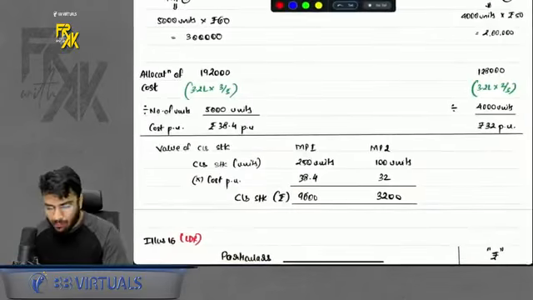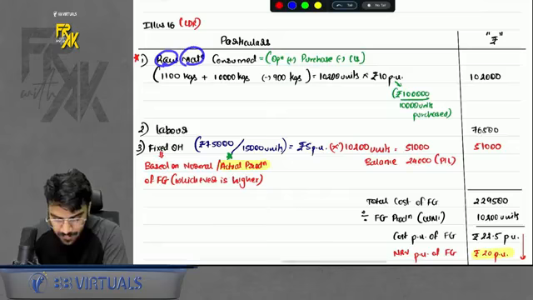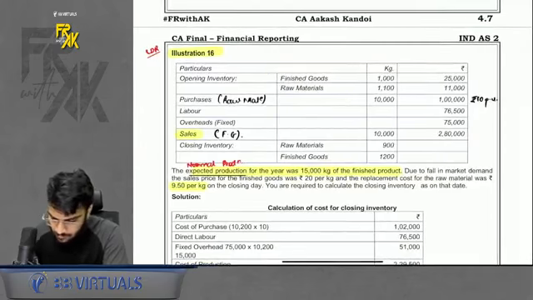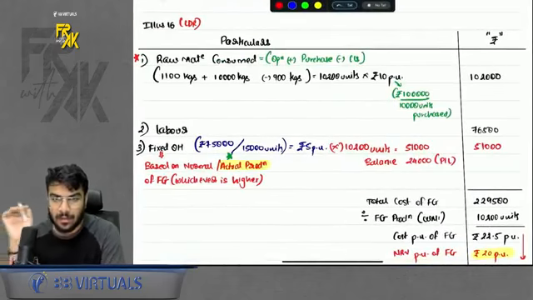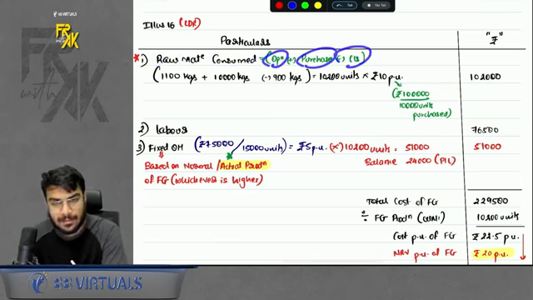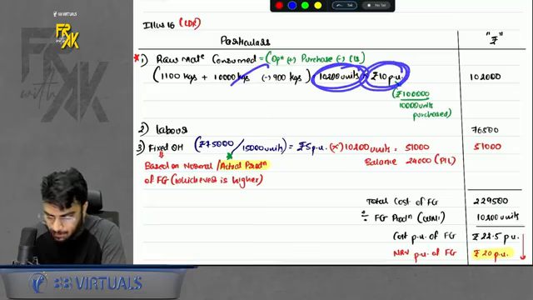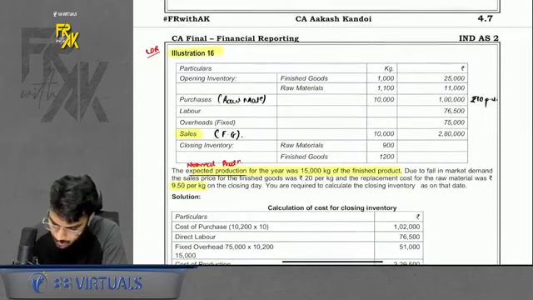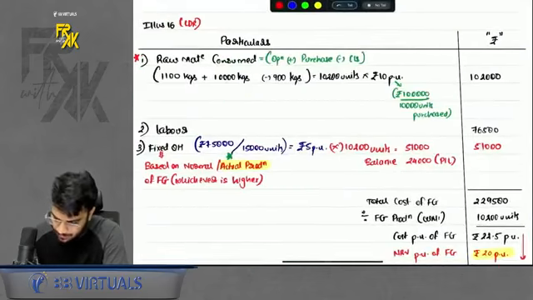So when you are calculating the cost, please remember one thing, that normally we take whatever we purchased, the full amount is added. But whenever opening inventory of RM is given, you will take raw material consumed. Whenever opening and closing of RM is given, RM means raw material, you will take RM consumed. So you will take opening plus purchase minus closing. Okay, in that case you will get this many units, multiply by the cost per unit. How will you get this? It is given now. You purchase 10,000 kgs for 1 lakh. So cost per unit is rupees 10. So you will take that.